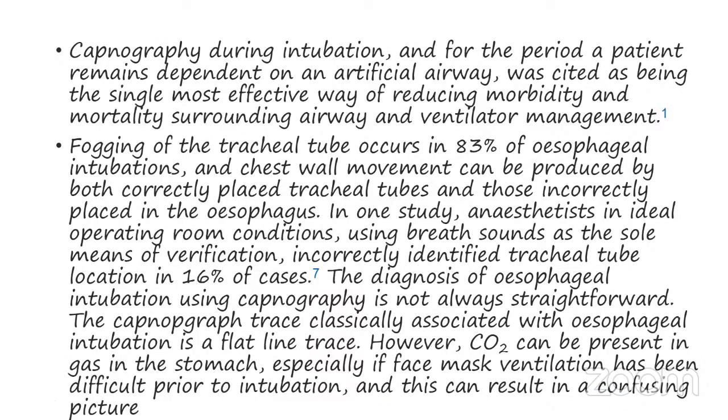Capnography during intubation and for the period the patient remains dependent on the artificial airway was cited as being the single most effective way of reducing the morbidity and mortality surrounding airway and ventilator management. Fogging, which we all think is an important confirmation of tube placement, has been shown to be detected in only 83% of the patients. Chest wall movement can be produced both with correctly placed endotracheal tubes and with those incorrectly placed in the esophagus. In one study, using breath sounds as the sole means of verification incorrectly identified tracheal tube location in 16% of the cases.